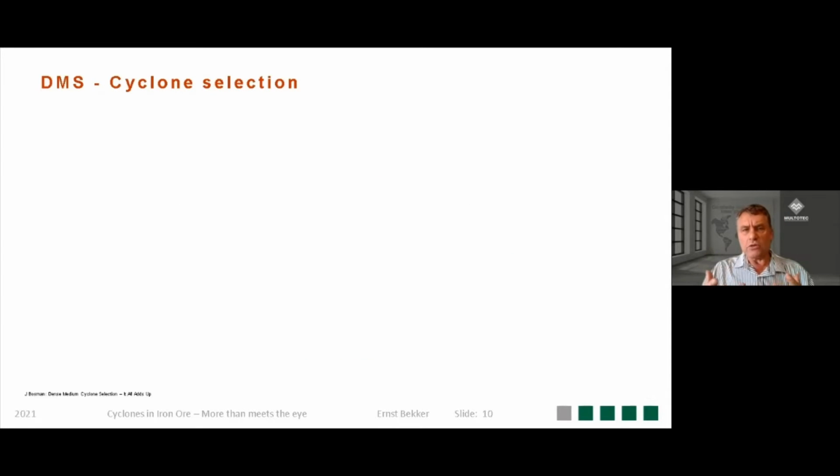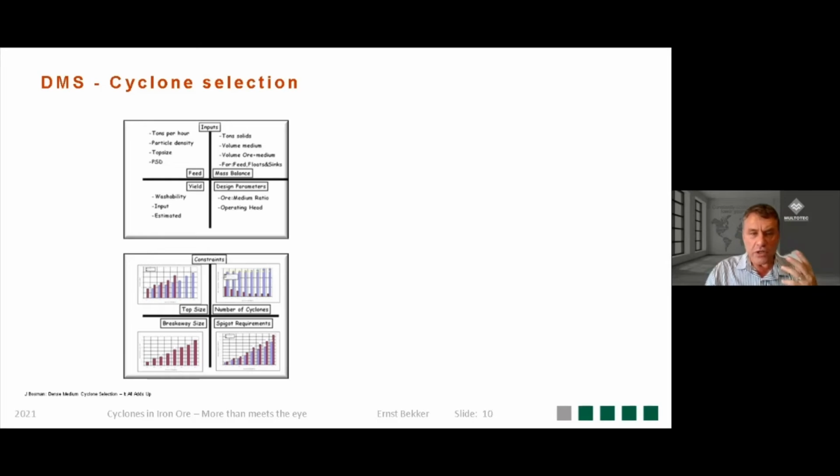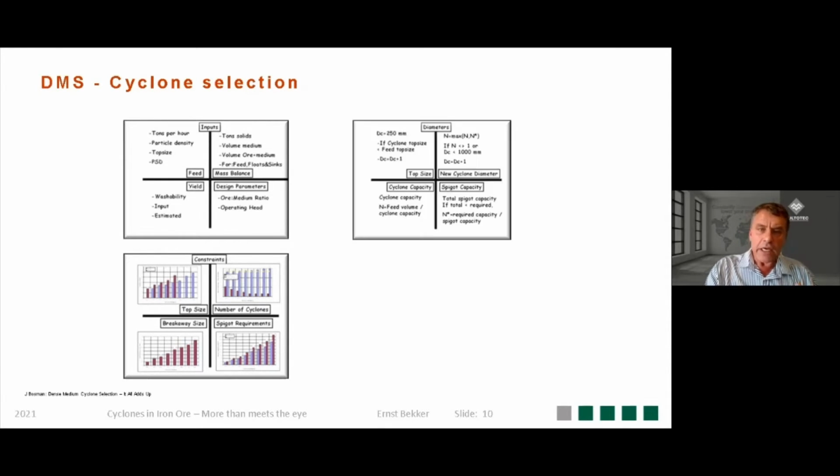So when we start with dense media separation, we start off with cyclone selection. This cyclone selection, and in this presentation, this will be the only slide on cyclone selection. We do training sessions where we go into more detail, but this would be summarizing it. You've got your input values. You've got your process values that you need to process. You look at the yield from the ore body. Look at the mass balance and design parameters. You also need to focus on the constraints: top size, breakaway size, number of cyclones, the spigot requirement.